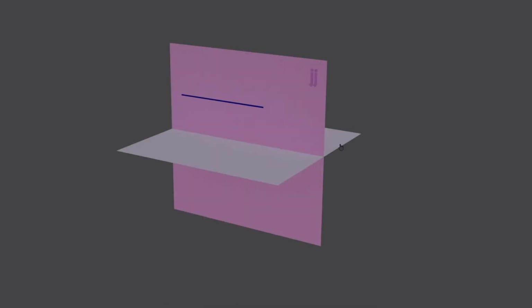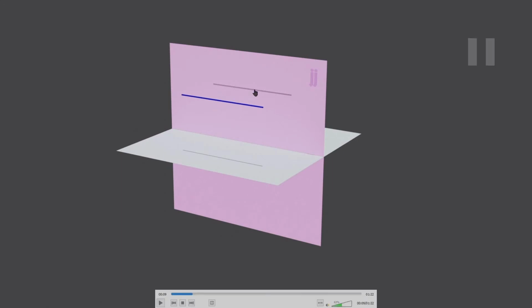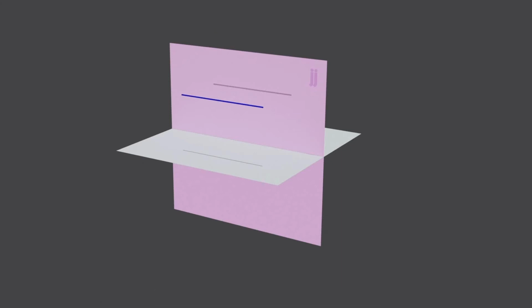Now we'll go to the three-dimensional view. Now in the three-dimensional view, I'll switch on the light. Okay, I've switched on the light. You can see that a shadow is formed on the vertical plane when the front light is switched on, and when the top light is switched on, a shadow is formed on the horizontal plane.